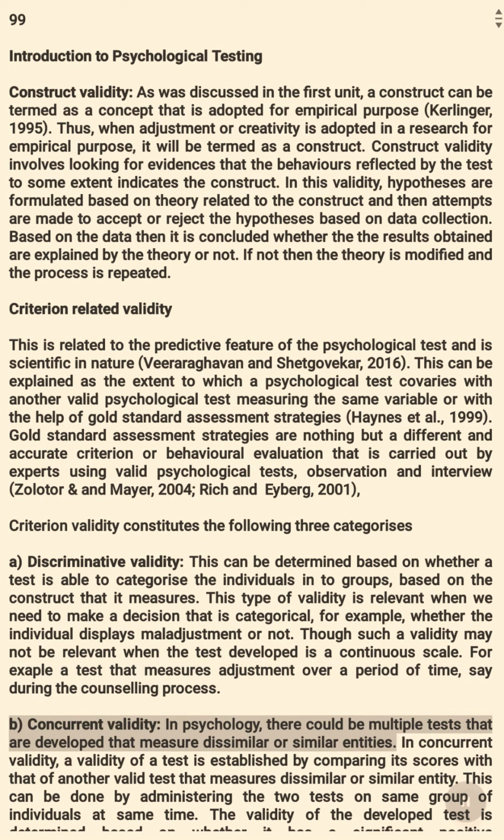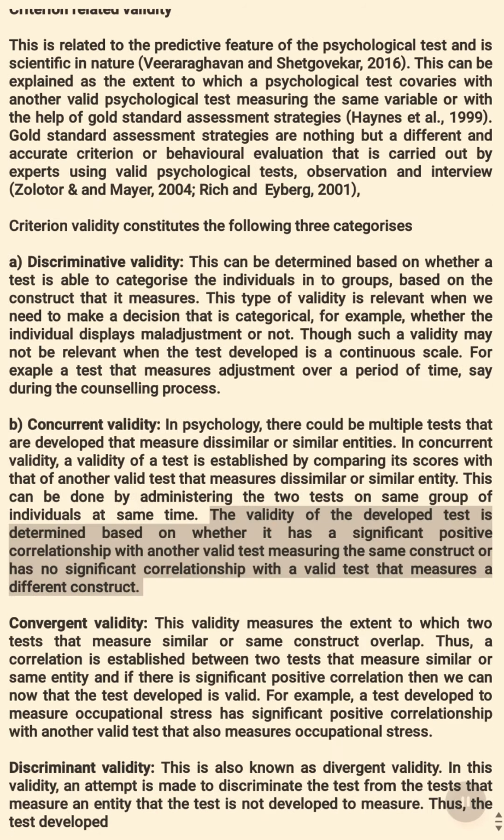B. Concurrent validity. In psychology, there could be multiple tests that are developed that measure dissimilar or similar entities. In concurrent validity, the validity of a test is established by comparing its scores with that of another valid test that measures a dissimilar or similar entity. This can be done by administering the two tests on the same group of individuals at the same time. The validity of the developed test is determined based on whether it has a significant positive correlationship with another valid test measuring the same construct, or has no significant correlationship with a valid test that measures a different construct.